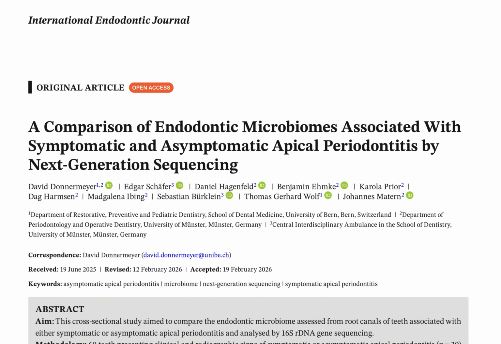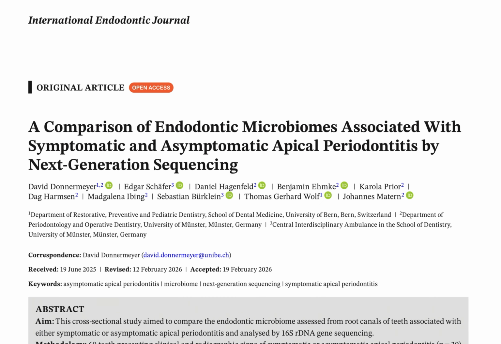In conclusion, symptomatic and asymptomatic teeth host diverse but broadly similar root canal microbial communities at genus and ASV levels, with no clear differences in overall diversity or community structure. No single pathogen profile explains the presence of symptoms. Instead, shifts in relative abundance, notably increased Fusobacterium in symptomatic cases and more Actinomyces in asymptomatic cases, may modulate host immune response and symptom expression.